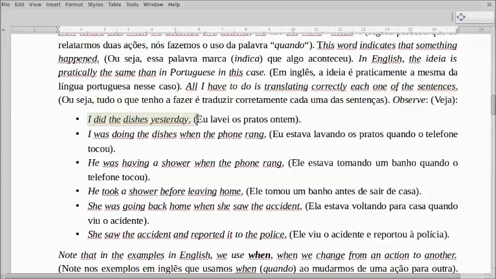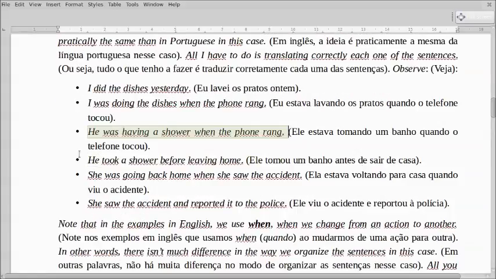Observe. I did the dishes yesterday. Eu lavei os pratos ontem. É uma ação acabada. Now, I was doing the dishes when the phone rang. Eu estava lavando os pratos quando o telefone tocou. Uma ação interrompe a outra. A ação de lavar os pratos era uma ação contínua, né? Continuava. Quando? Até que o telefone tocou. He was having a shower when the phone rang. Ele estava tomando banho quando o telefone tocou. He took a shower before leaving home. Uma ação que é acabada. Ele tomou um banho antes de sair de casa.